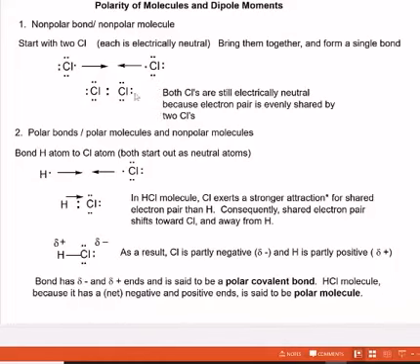Now both chlorine atoms start out electrically neutral. When they are brought together and they bond, the electron pair is shared evenly between them. It lies right smack in the middle. It's not shifted towards one or the other. It means that both chlorines in the molecule maintain their electrical neutrality. They have no charge on them. All right, let's make a different molecule where the elements are different.